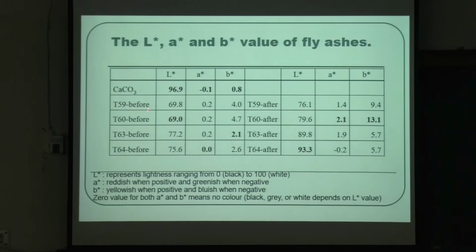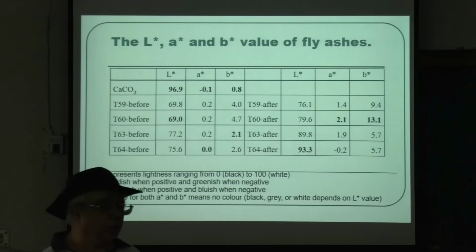T59 before this surface coating is 69.8, 0.24, and after surface coating, it goes up to 76.1, 1.4, and 9.4. So it goes up significantly. And likewise, this is before and after. So the properties after those coatings go up, and all the things go up, except for this material where the A star goes down. So this is another way. Again, this is quite a new way.